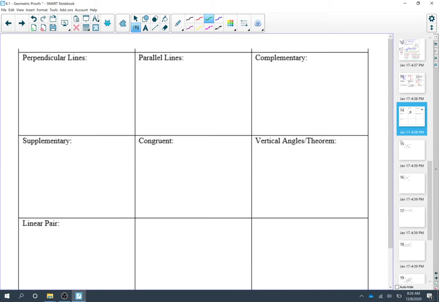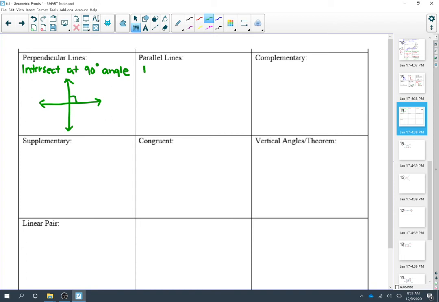Perpendicular lines intersect at a 90-degree angle. So if you're drawing your picture, if this is one of my lines and this is one of my lines, perpendicular, 90-degree angle. So those are perpendicular lines, they intersect at a 90-degree angle.